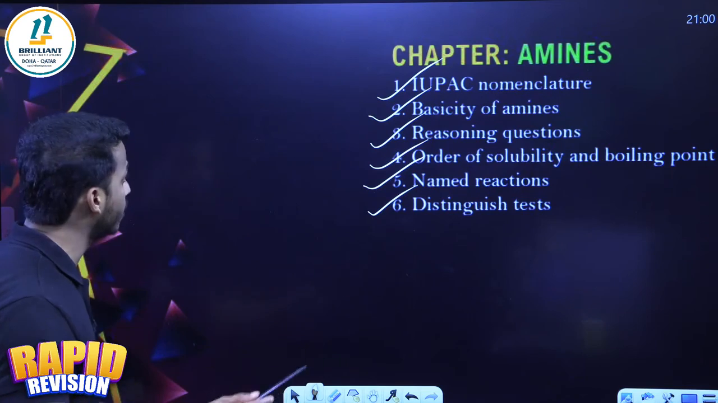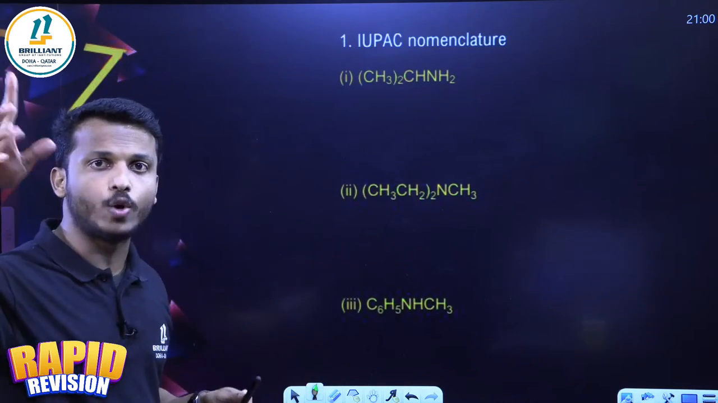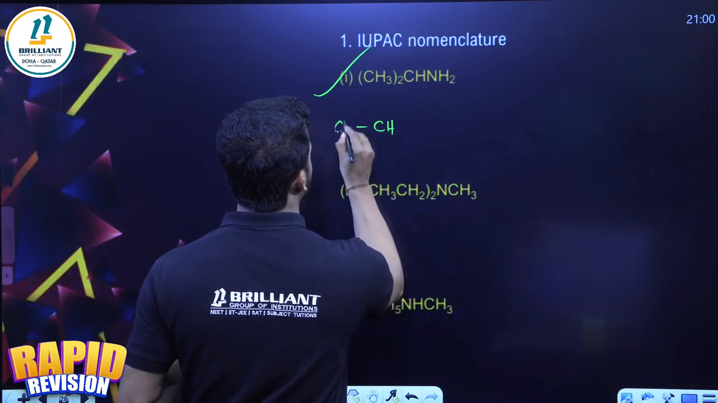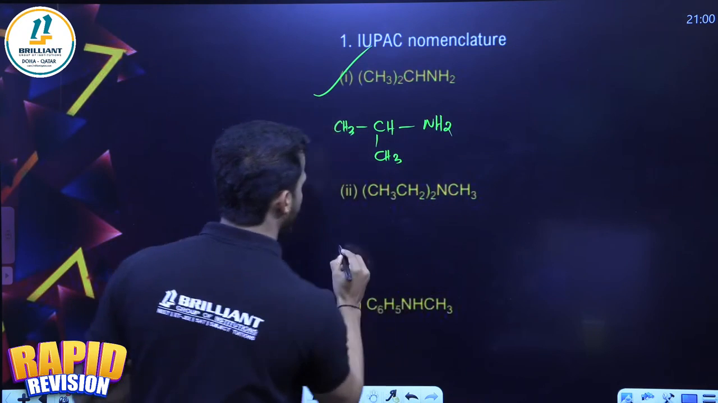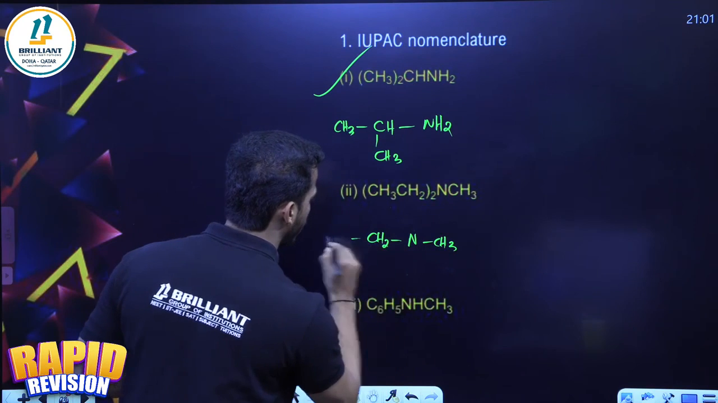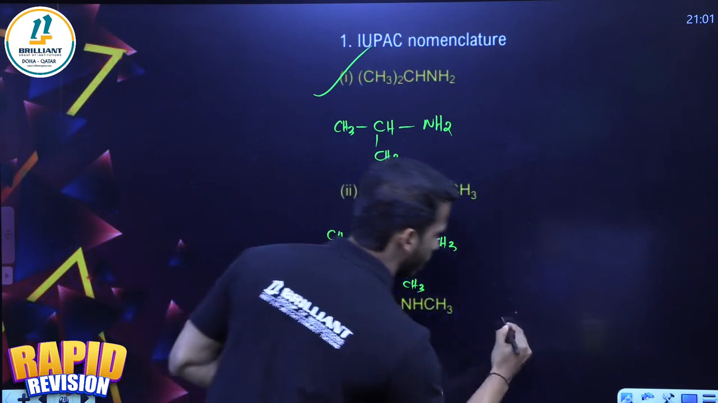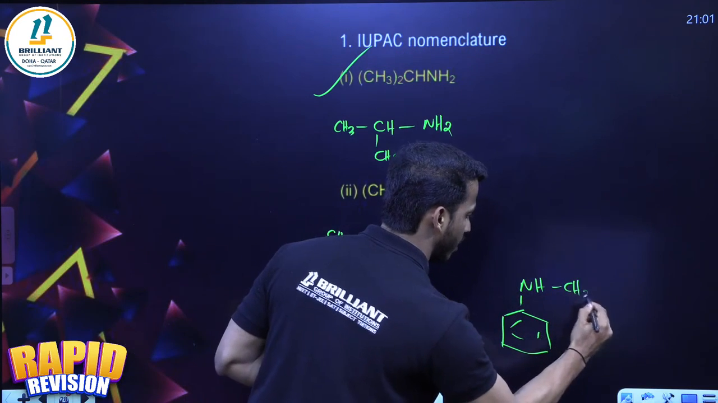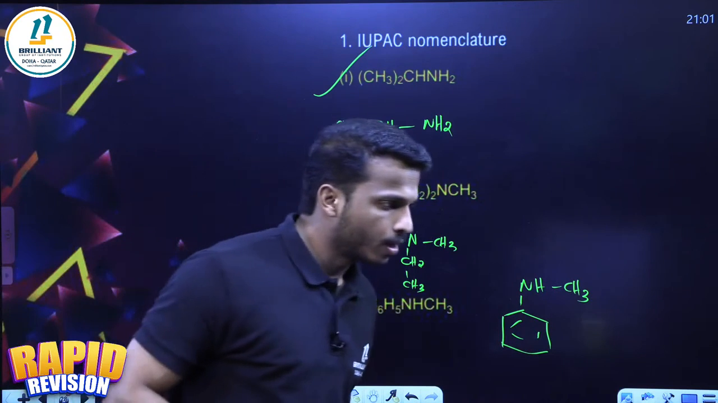Okay, Fadi, let me just tell you. All of you, those who get this question, please tell me the IUPAC nomenclature. All of you go to question number 1. I'm just expanding: CH3 and then NH2. Second question, N with CH3, then CH2 CH3, and one more CH2 CH3. And the last one, there is a phenyl ring with NH and CH3. Tell me, dear all, what is the IUPAC name of these compounds? One by one.